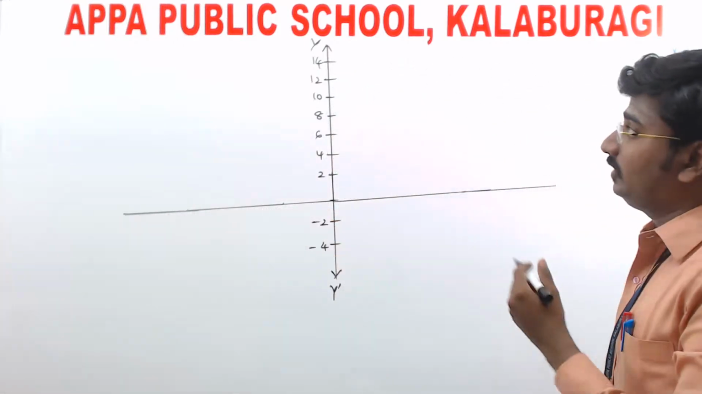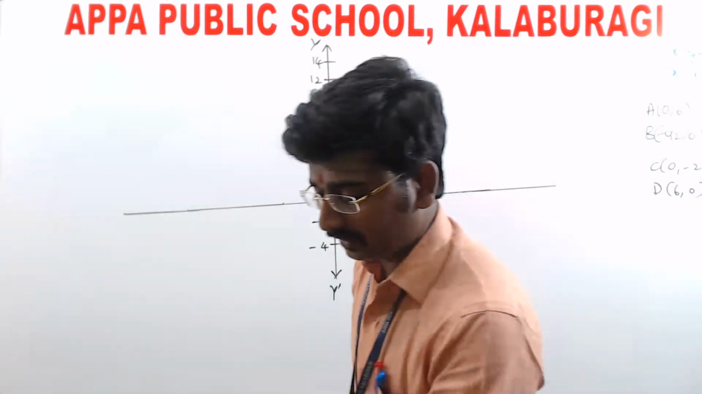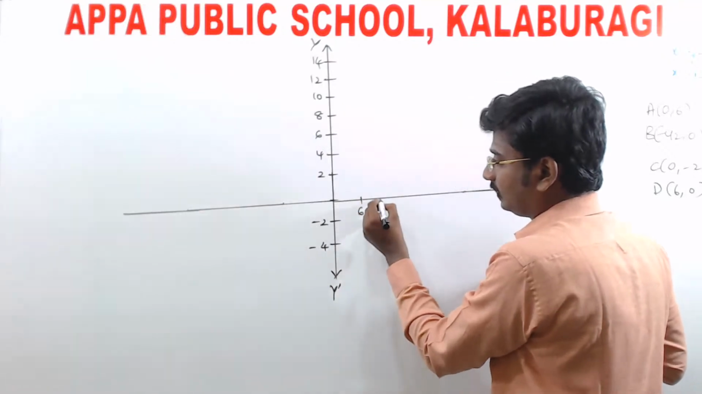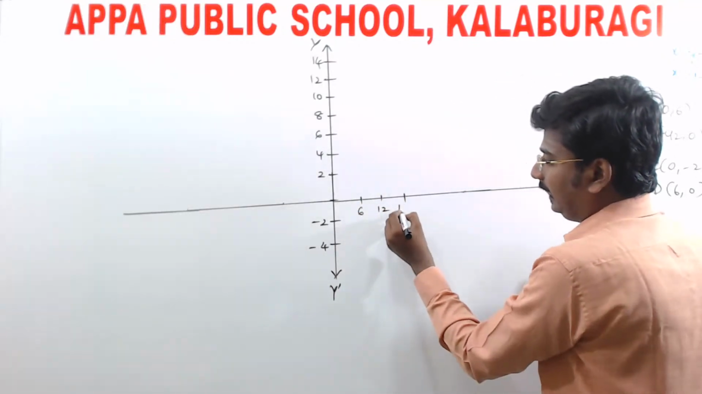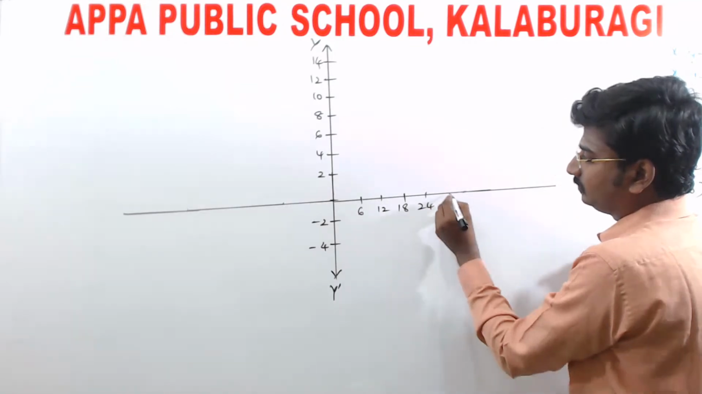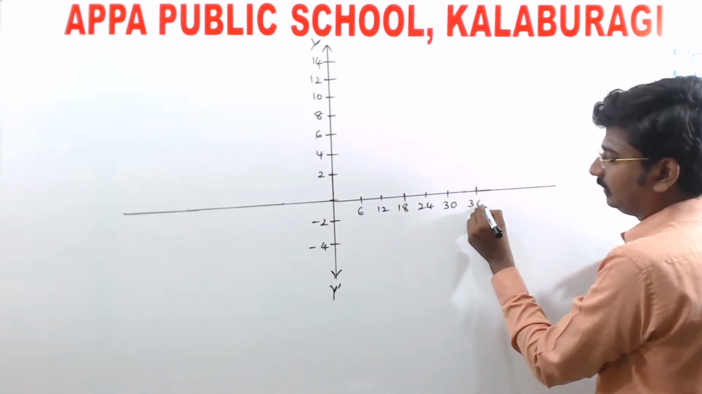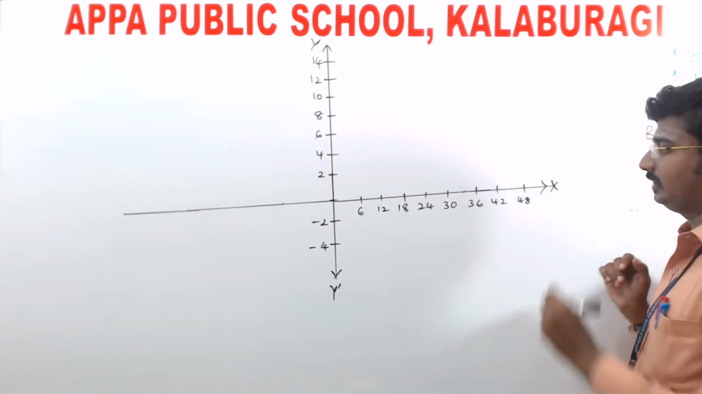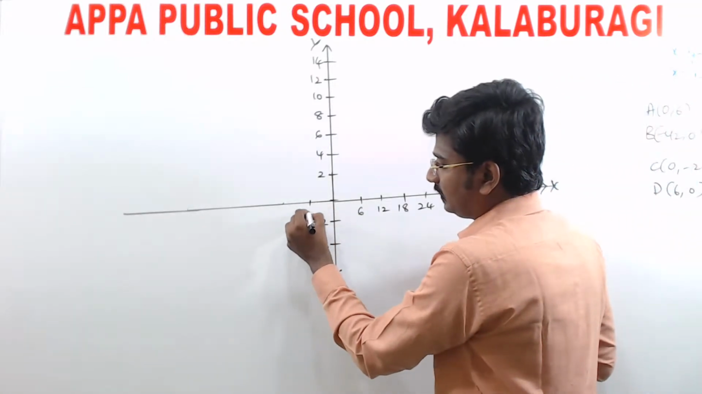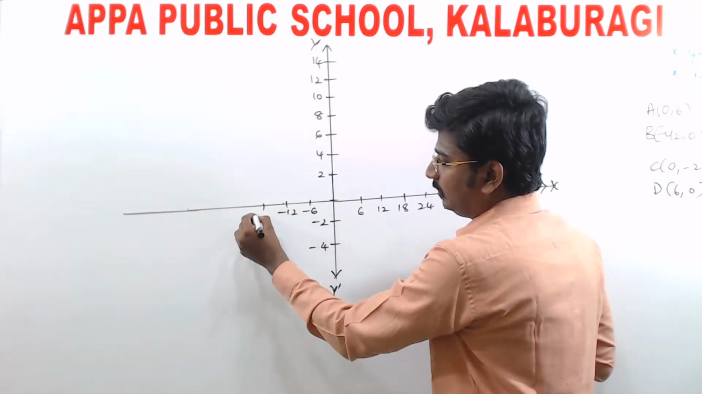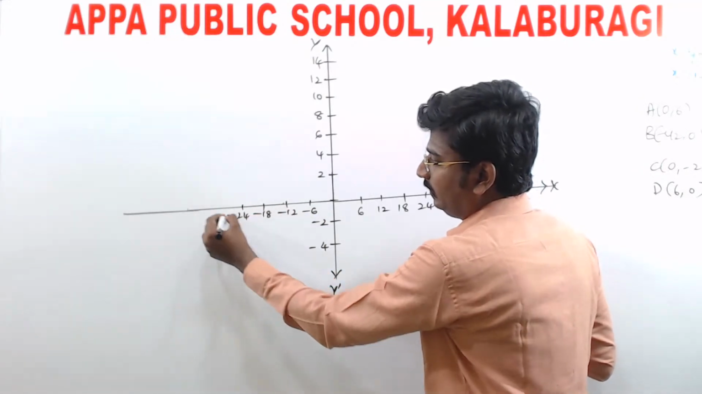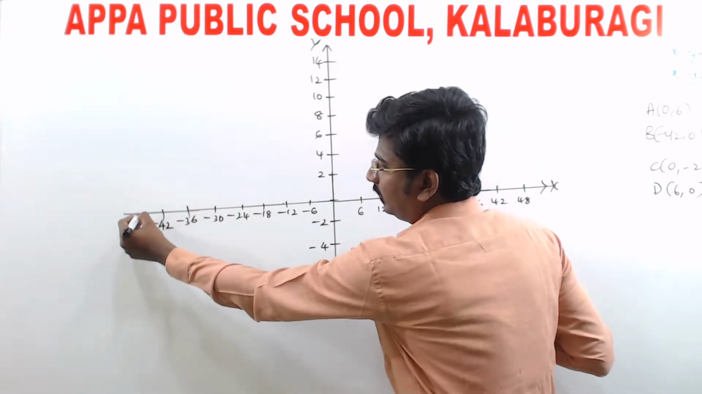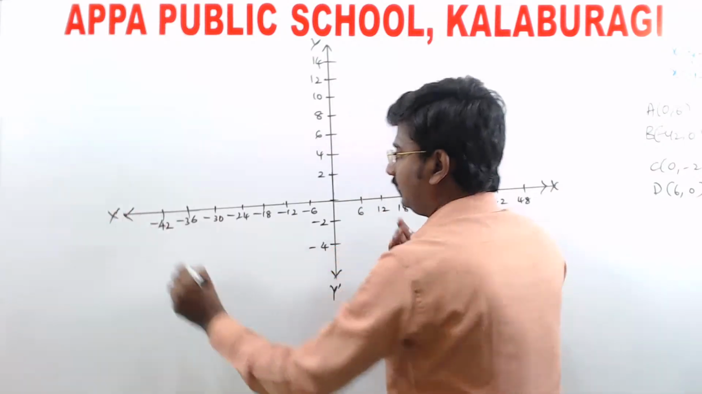Right? What did I say? X-axis multiples of 6, right? 6, 12, 18, 24, 30, 36, 42, one extra, 48. This is x-axis. Then minus 6, minus 12, minus 18, minus 24, minus 30, minus 36, minus 42. Enough. This is x dash.